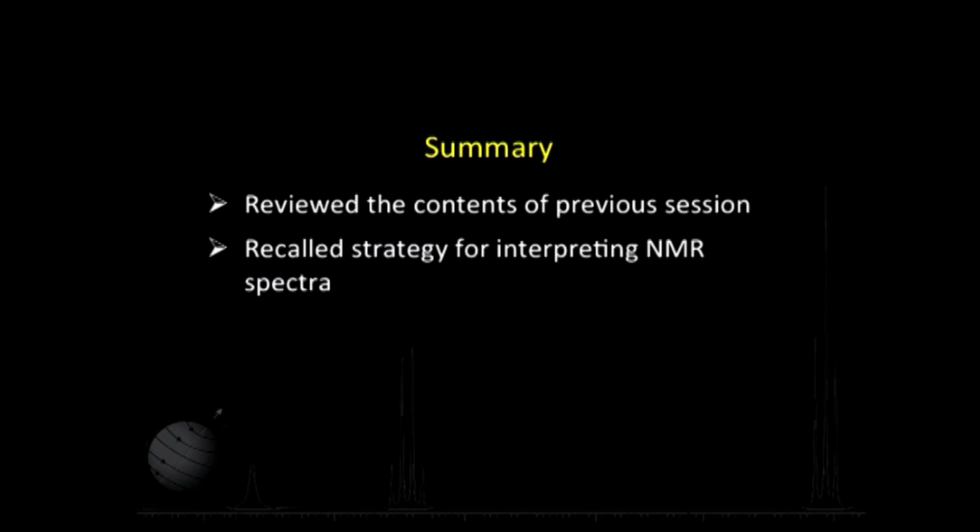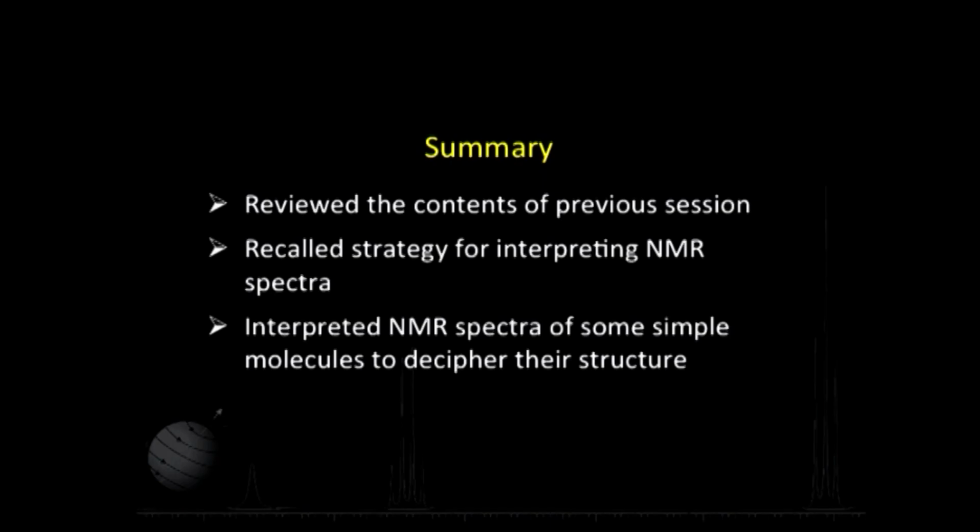I am sure that by now we know how to put the strategy to use to decipher the structure of molecules on the basis of their NMR spectra. Okay, let's sum up what we have done today. We started by reviewing the contents of the previous session, and thereafter we recalled the strategy for interpretation of NMR spectra. We talked about the sequence of points, how to follow that, and then we took certain examples and interpreted the NMR spectra of some simple molecules to decipher their structure. With that, we come to the conclusion of this session on NMR spectral interpretation. Thank you.